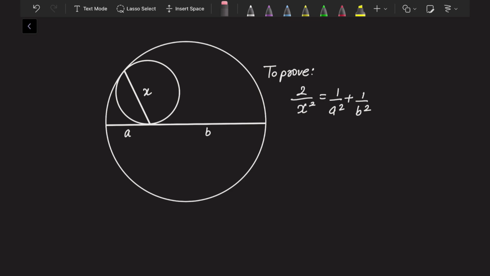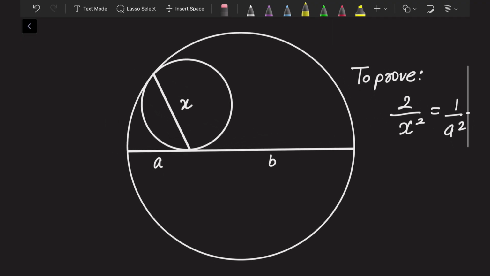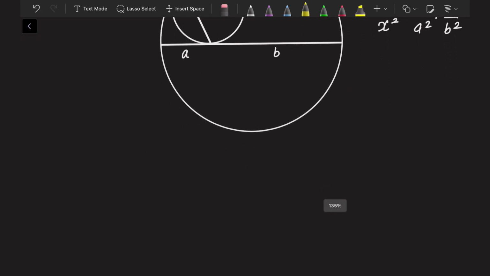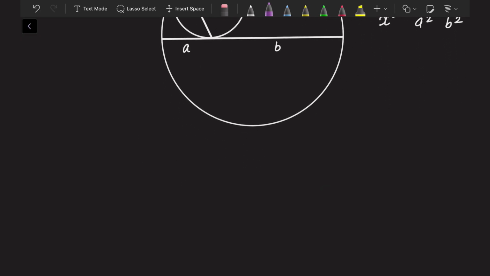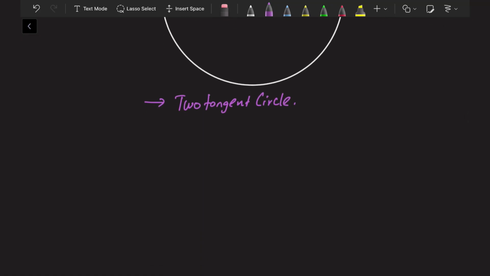Okay, now let us begin with the solution. So first of all, let us see the question over here, zooming it, and think what should be done. The first thing that I can notice is that I have two circles that are tangent to each other. So first thing first, we will use this particular theorem. There is no name for it, or else I don't know, but let's call it the two tangent circle theorem.